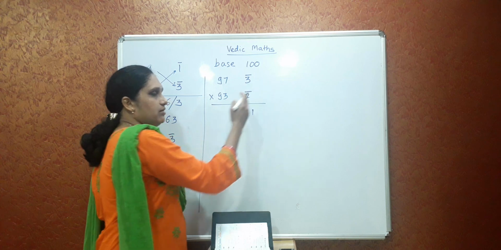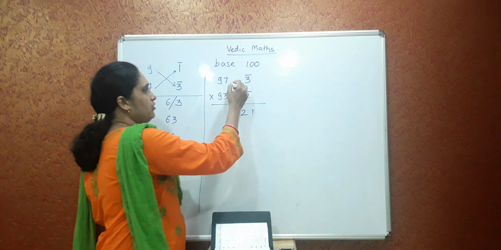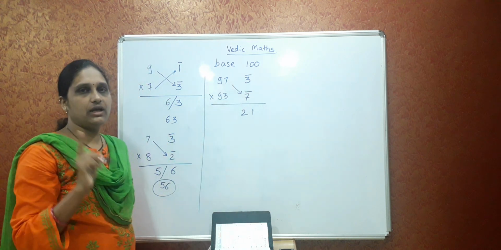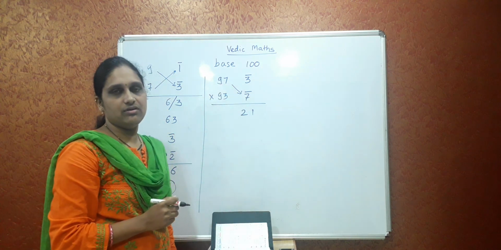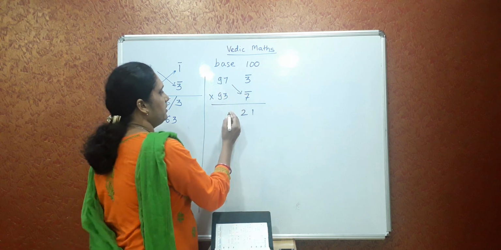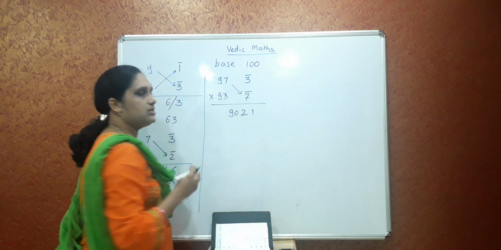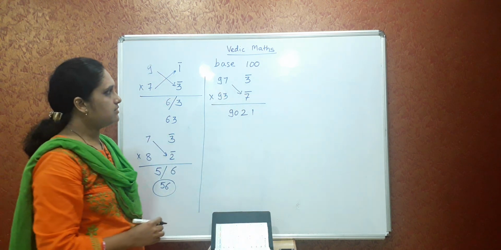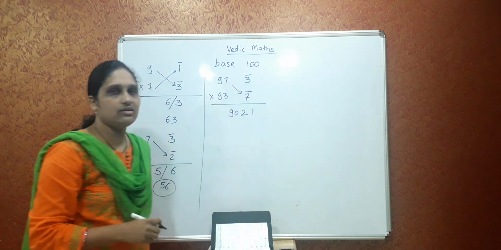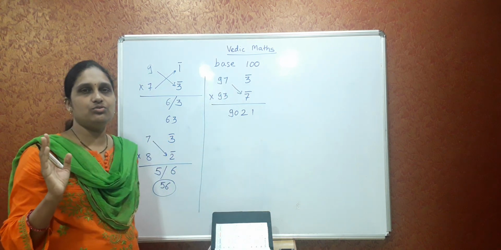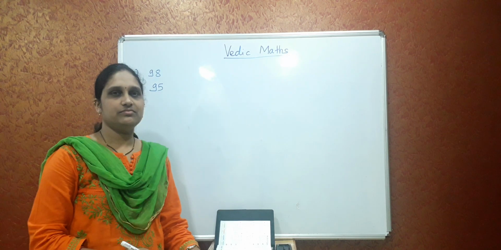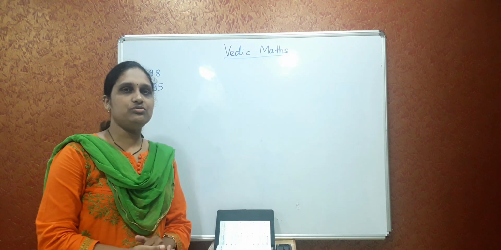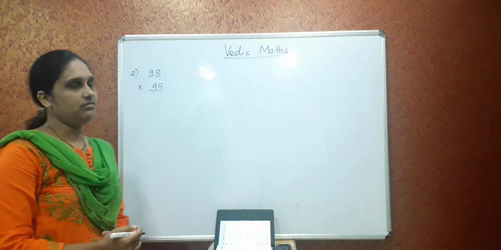Remember, multiplication this way, and diagonally you have to do subtraction. Remember this: 97 minus 7. What is it? It is 90. And within a second you will get the answer that 97 into 93 will be 9021. One more sum. Now students, we are going to see the second multiplication with two digits.